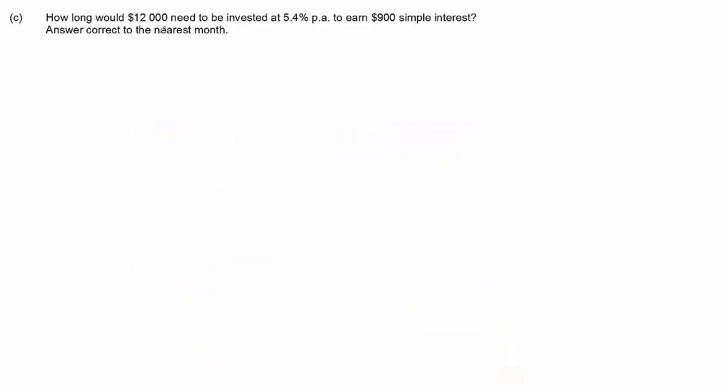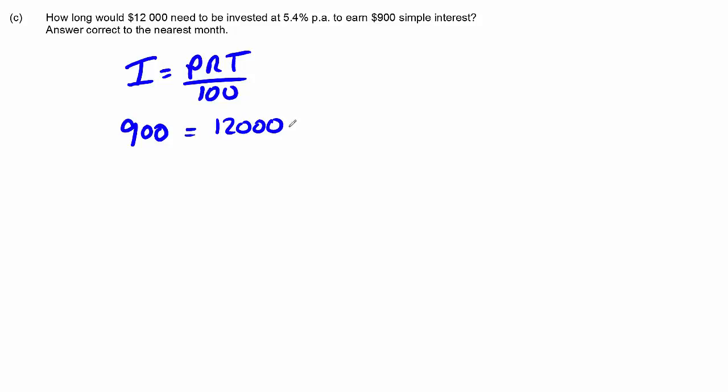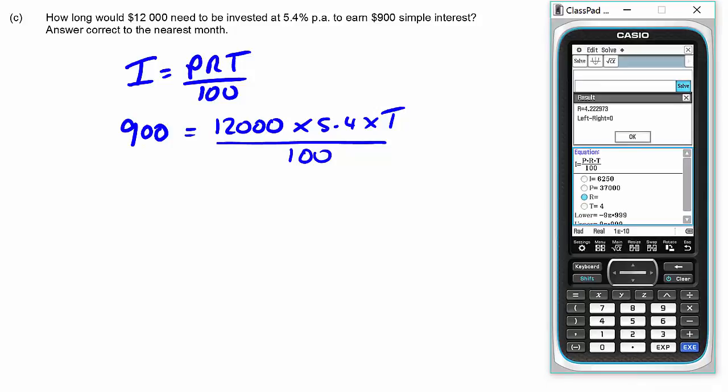How long would $12,000 need to be invested at 5.4% per annum to earn $900 simple interest? Answer correct to the nearest month. So once again, it's simple interest. This time we actually know the interest is 900. We know the principal is 12,000. We know the rate is 5.4. And once again, you can just solve for that on the calculator, or we could use the activity.